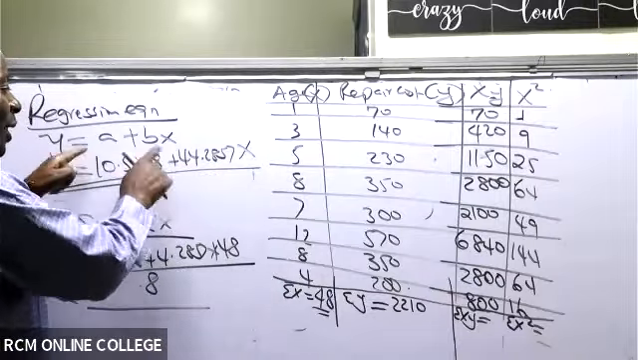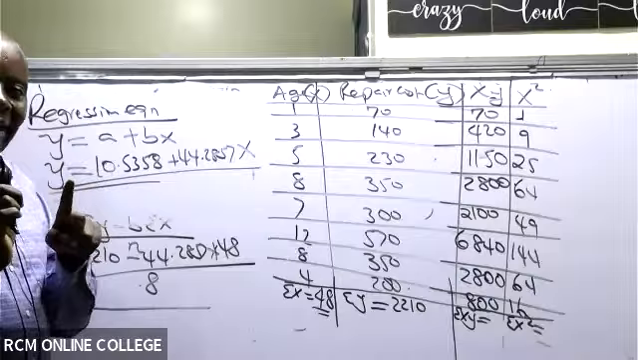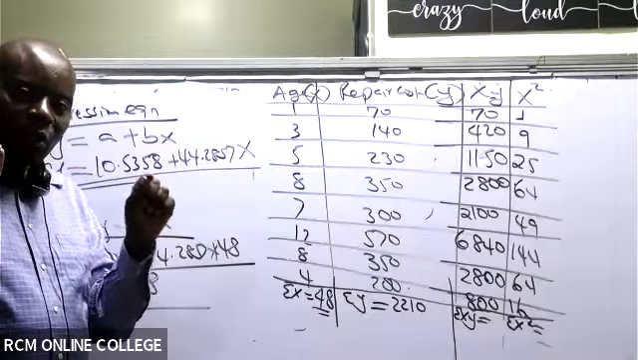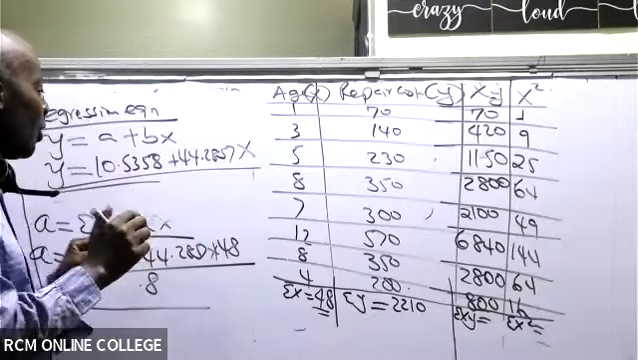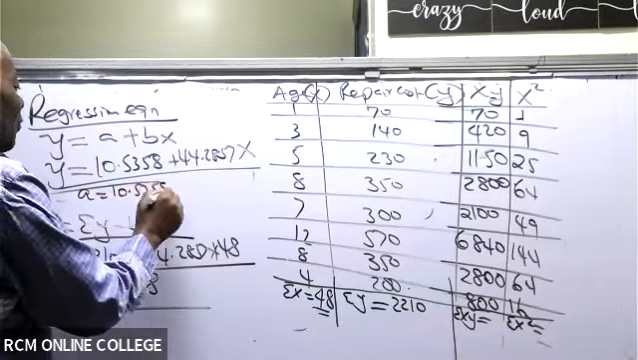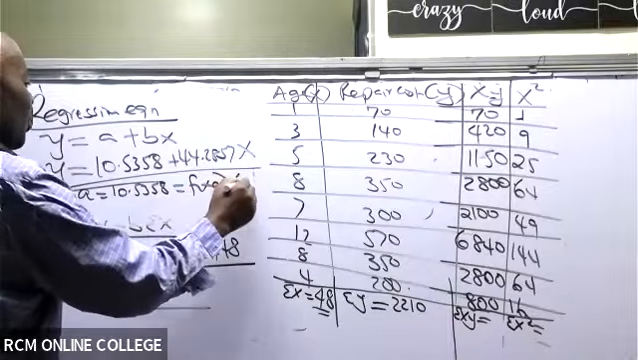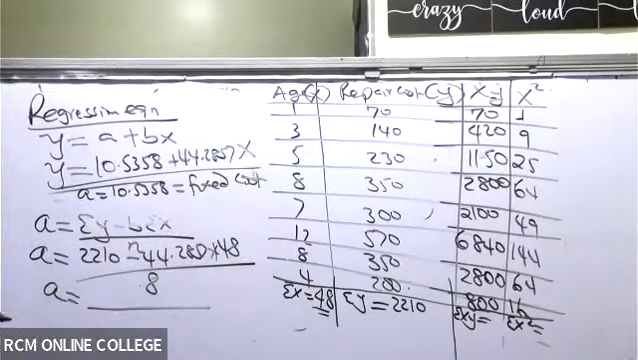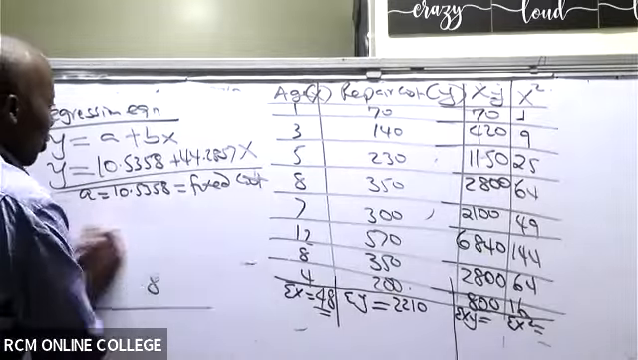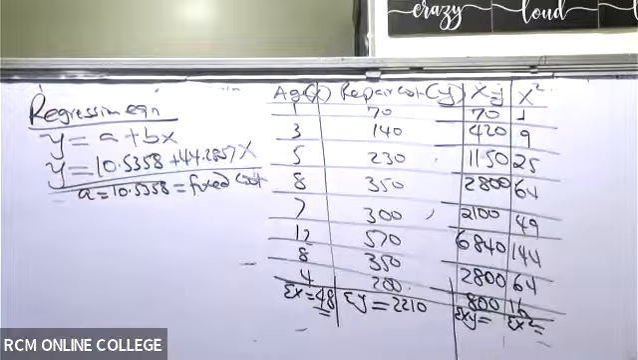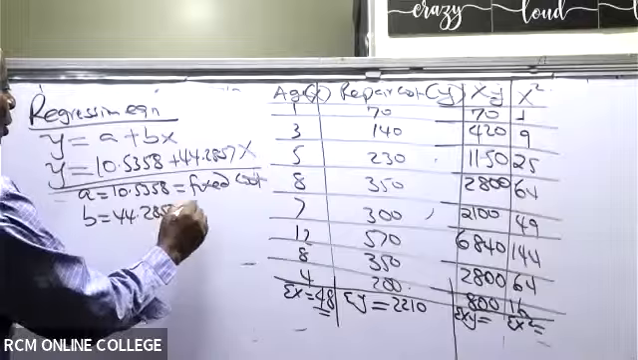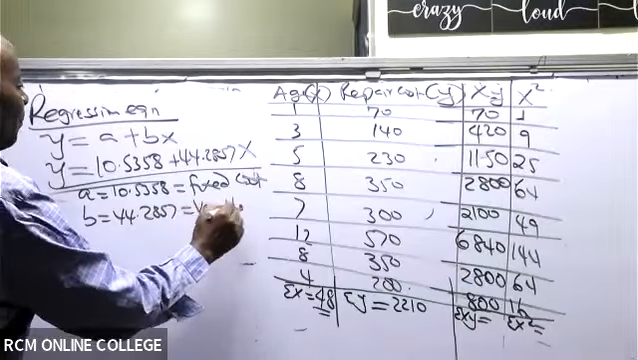If you remember very well, this A is the fixed cost, the one that does not depend on X. It doesn't matter the age. So we have two types of cost here. A is 10.5358, which is the fixed cost. And then of course we have B. B is 44.2857, which is the variable cost.